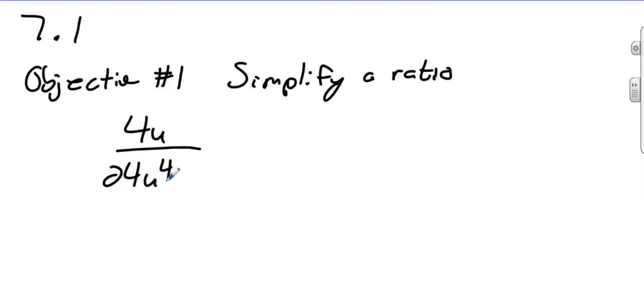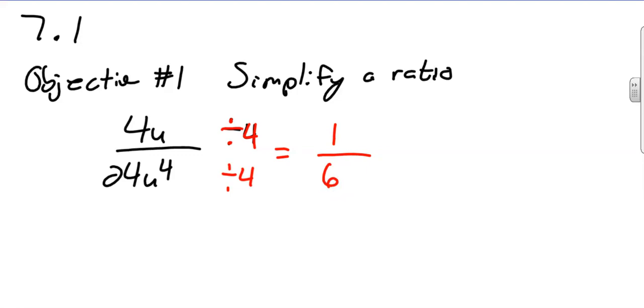And how it really ties back in with chapter 6 is you're almost finding the greatest common factor, but instead of factoring it out, you're just going to divide it out and simplify the fraction. So with 4 and 24, you can divide them both by 4. To get 1 over 6 for the number part.